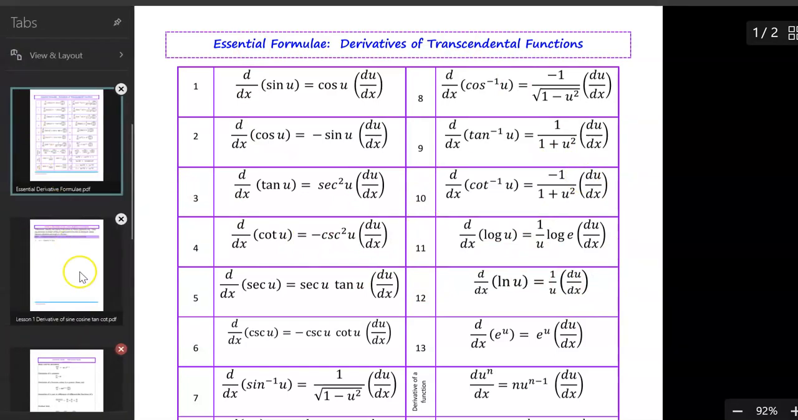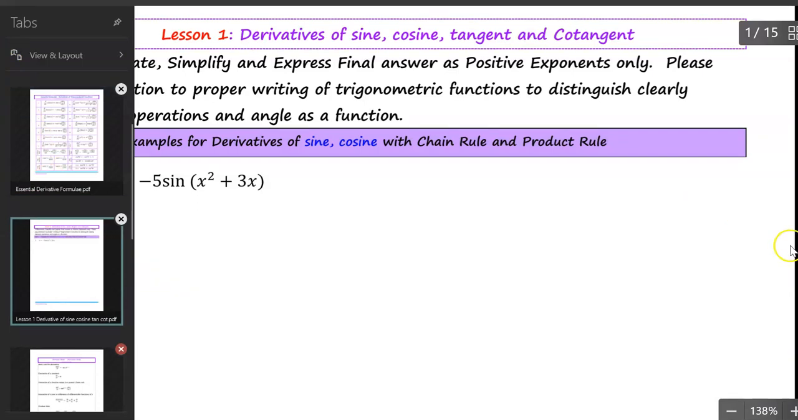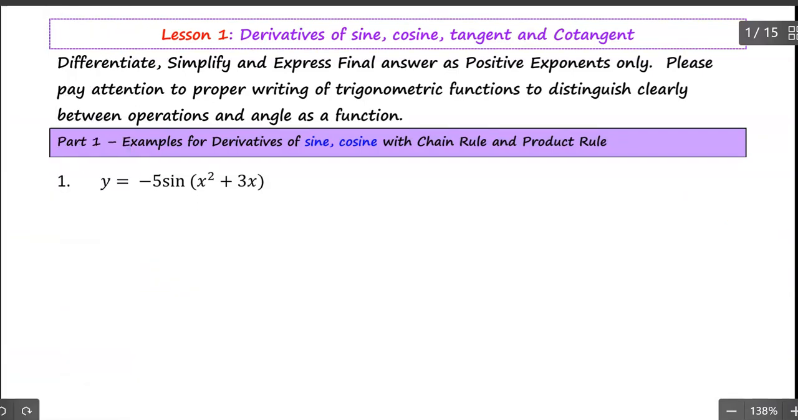So let me get to our lesson today. Our lesson for this video will be finding the derivative of sine, cosine, tangent, and cotangent, and I will emphasize the chain rule and the product rule. I may not have enough time to get into tangent and cotangent, but we will talk about the derivatives of these two transcendental functions in our next video. Okay, so let's get started with example 1.